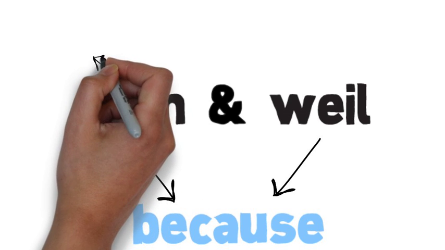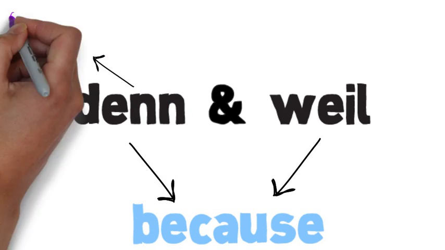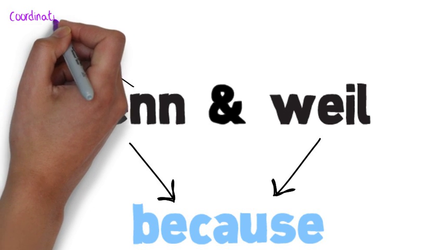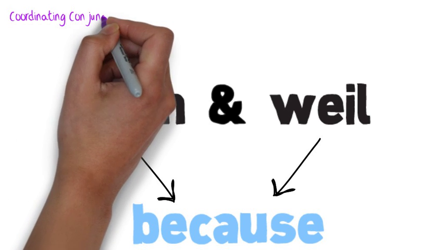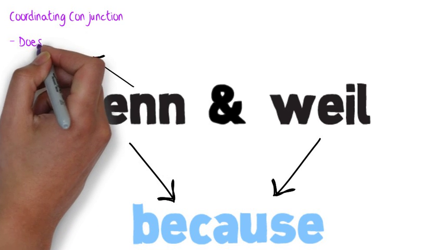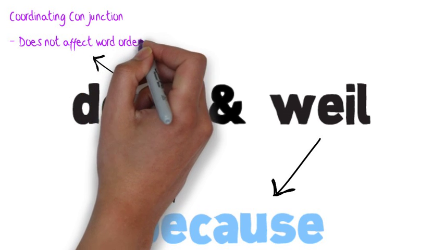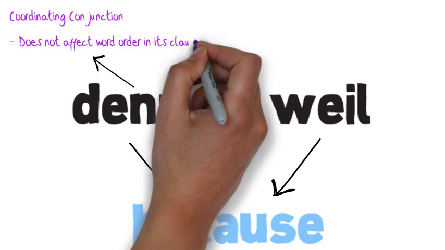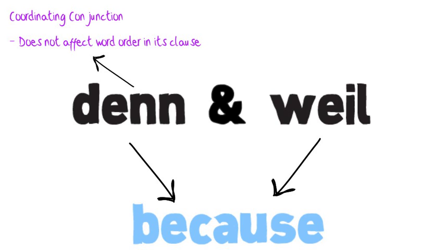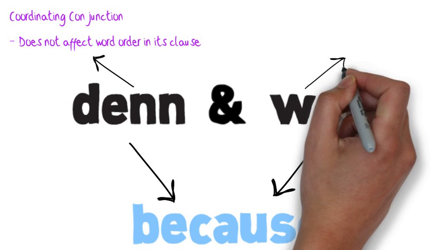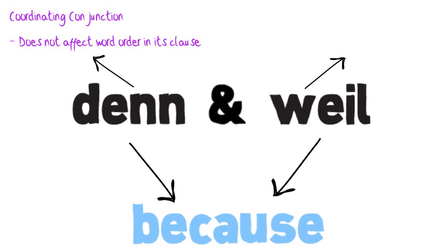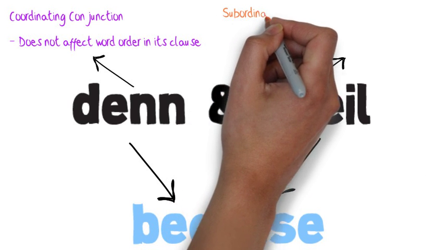Denn is what is known as a coordinating conjunction. In other words, when you use denn to link two sentences, nothing has to change within those sentences. They're in the same order they would have been in if they'd been separate sentences. Weil, on the other hand, is a subordinating conjunction. When we use weil to connect two sentences, the verb after weil will be moved to the end of its clause.